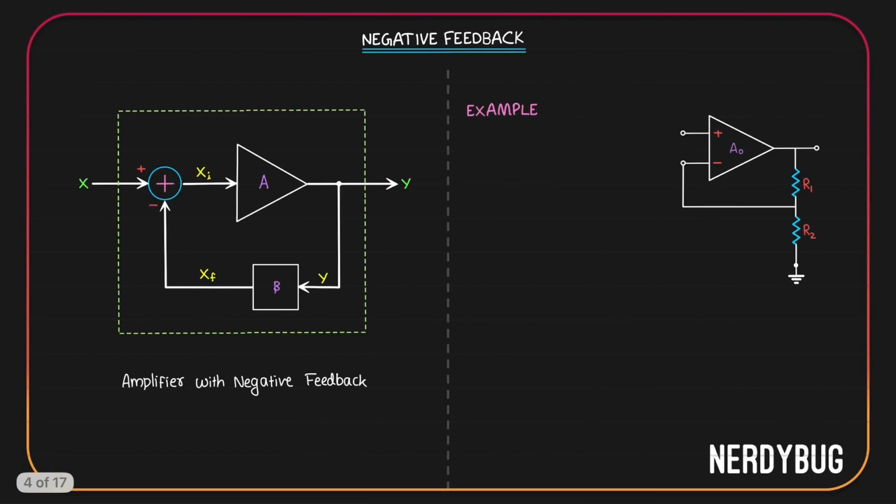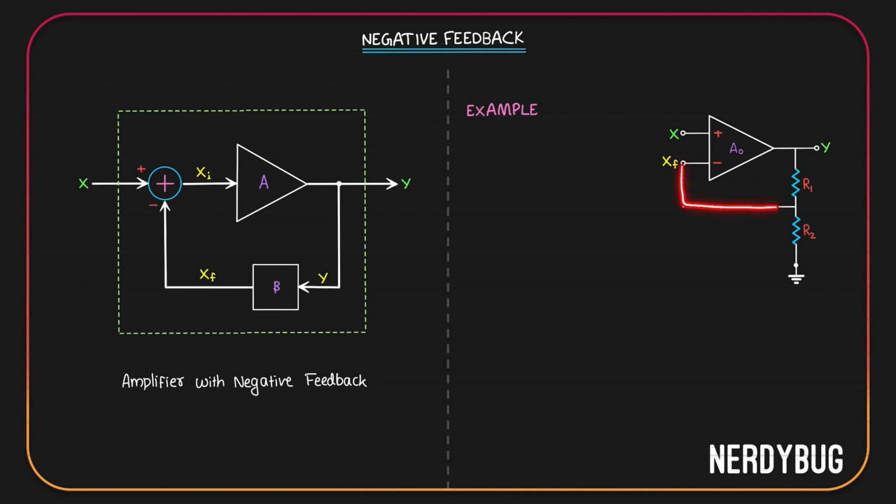Let's take an example. This is a circuit that we have already learned. It is a non-inverting amplifier. Today we'll look at it in a different light. Input will be given at the non-inverting terminal. Let us call it X. Let's call the output Y. Now output will be taken through a voltage divider. Out of that, whatever potential is dropped across R2 is fed back to the negative terminal, giving the circuit a negative feedback. Let's call the feedback signal XF.